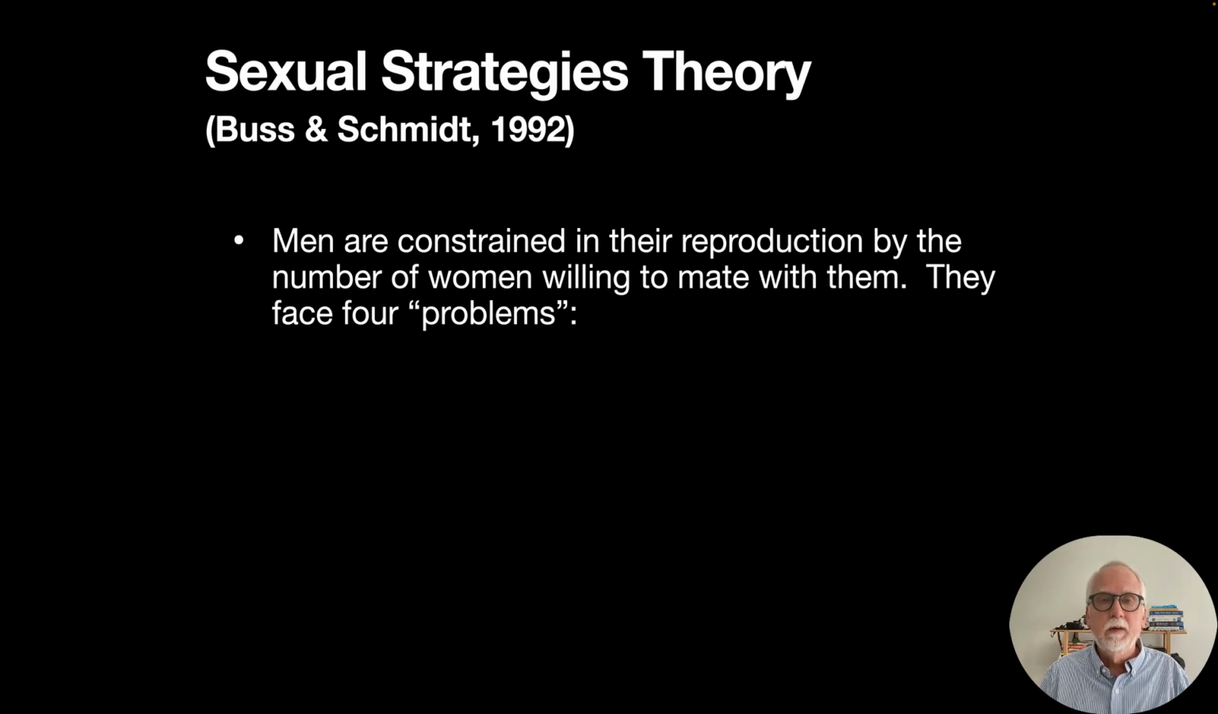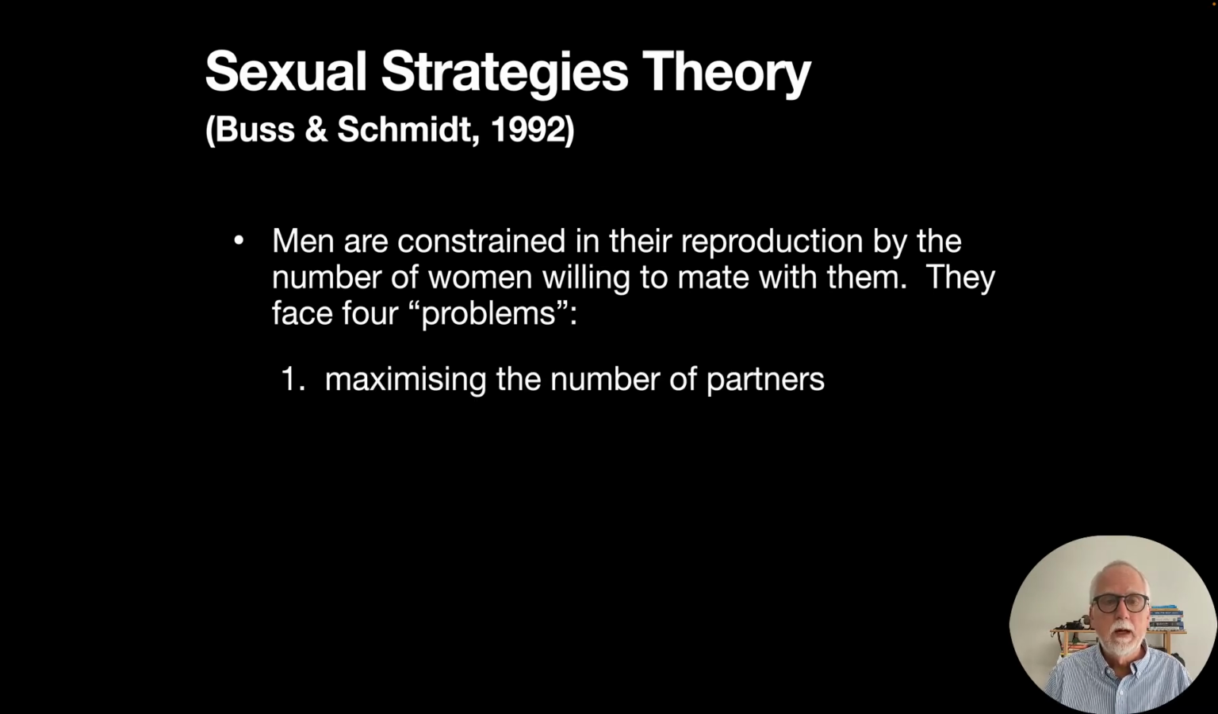with them. So even though we said in the Coolidge effect that they'll mate with as many available hens as there are, sexual strategy theory is saying those choosy females are going to be really choosy, and they're not going to just mate with anybody. So there's a constraint put on men in their reproduction by the number of women willing to mate with them. And therefore, according to sexual strategies theory, men face 4 problems.